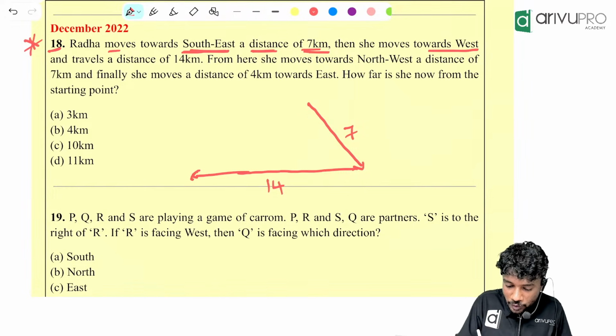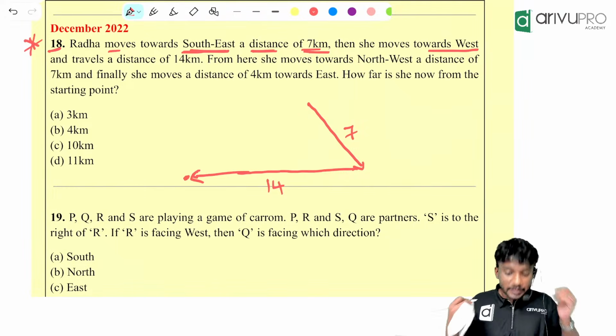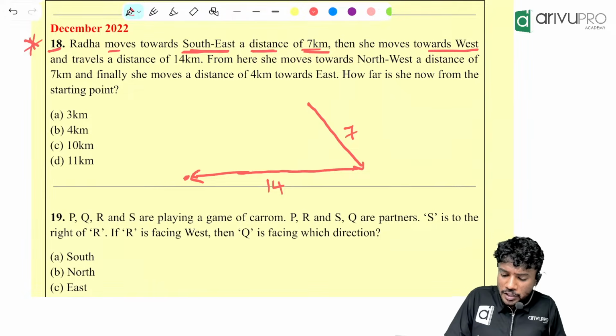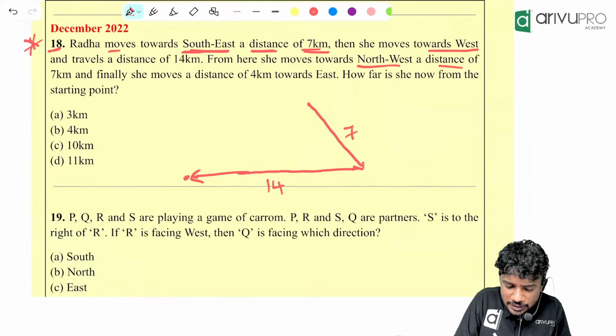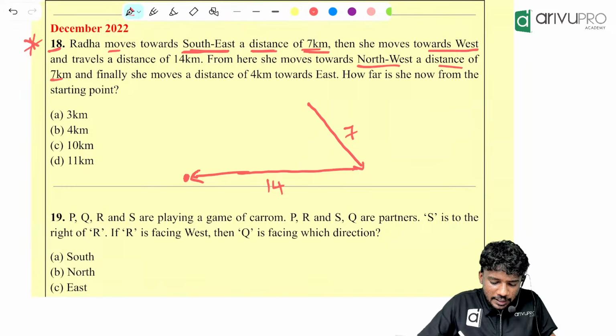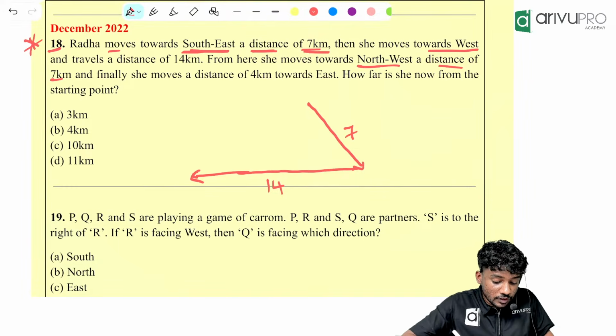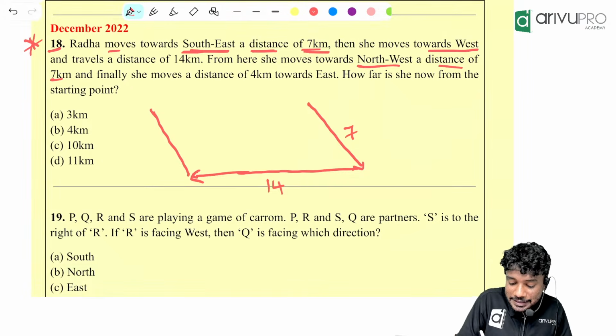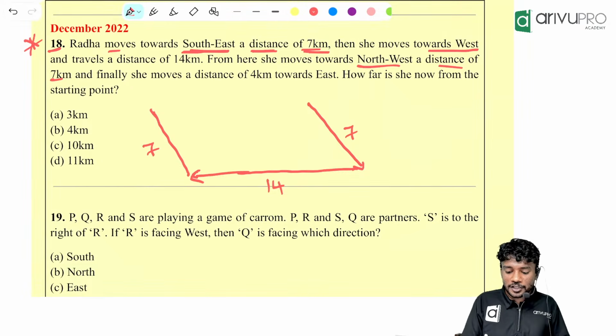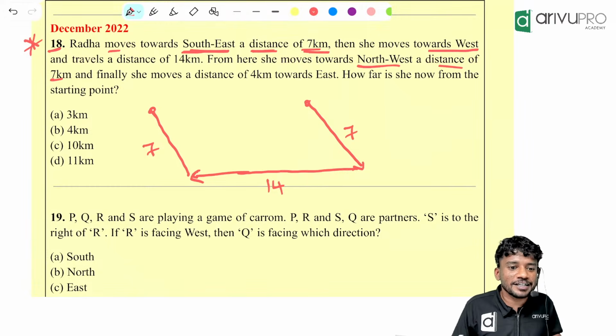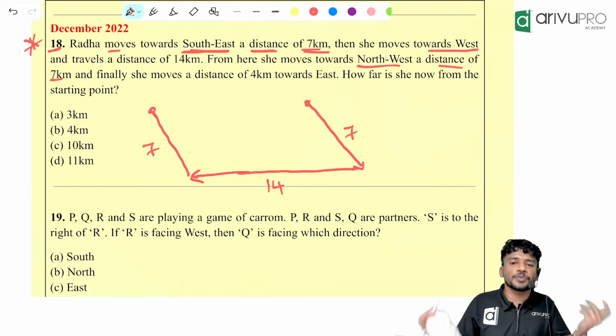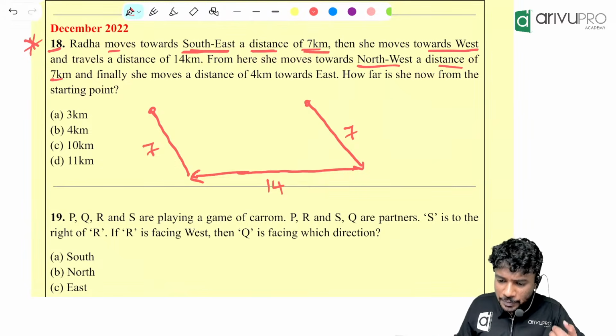Finally now our Radha is over here. Then what happens to Radha? Radha moves northwest at a distance of 7 kilometers. Currently our Radha is over here. Northwest means which direction? This way. How many kilometers? 7 kilometers. Now if you ask me, it is looking like a parallelogram which we studied in school. If I fill it, it will be a parallelogram. Opposite sides will be equal. Then what is happening over here?